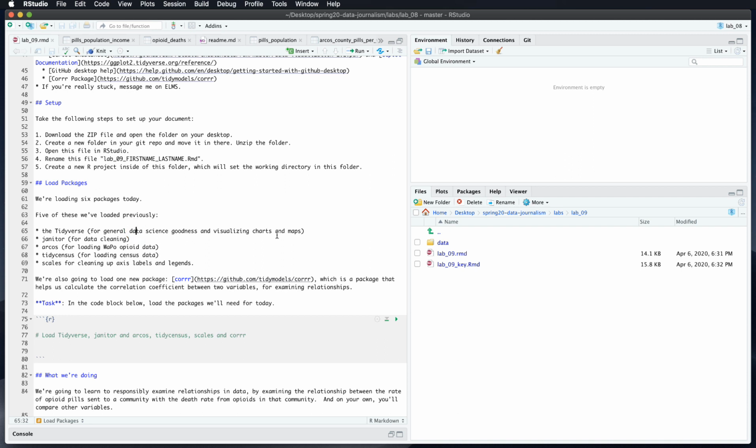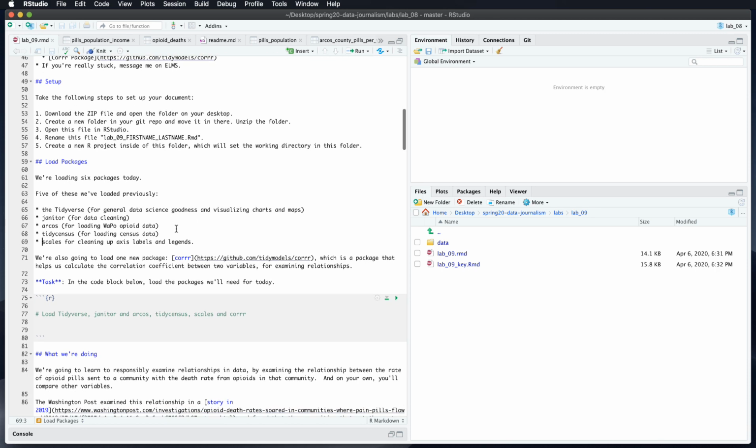Okay, so we're loading 6 packages today. We're going to load the tidyverse like we always do, and janitor for data cleaning. You're going to load the arcos package from the Washington Post to get opioid data. You're also going to load the tidycensus package. This is for getting census data. And the scales package for cleaning up axis labels. And then, as I mentioned above, you're also going to load a new one, which is the corrr package.